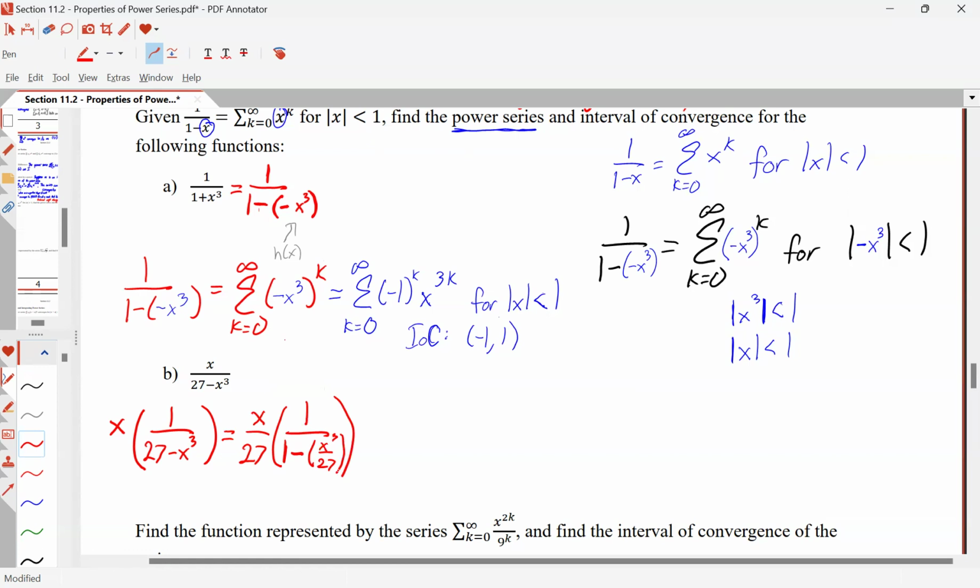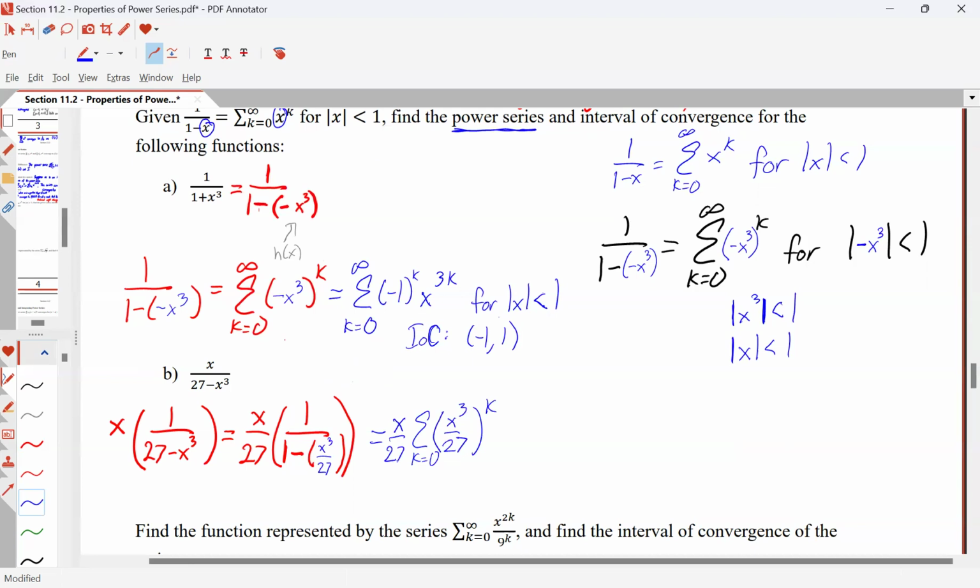And now I have the appropriate form. What's in the x position is x cubed over 27, so I can plug that into the series. I'd have my series of x cubed over 27 to the k. But what we did to make this look like the power series is we factored out an x over 27, so we need that out front as well.